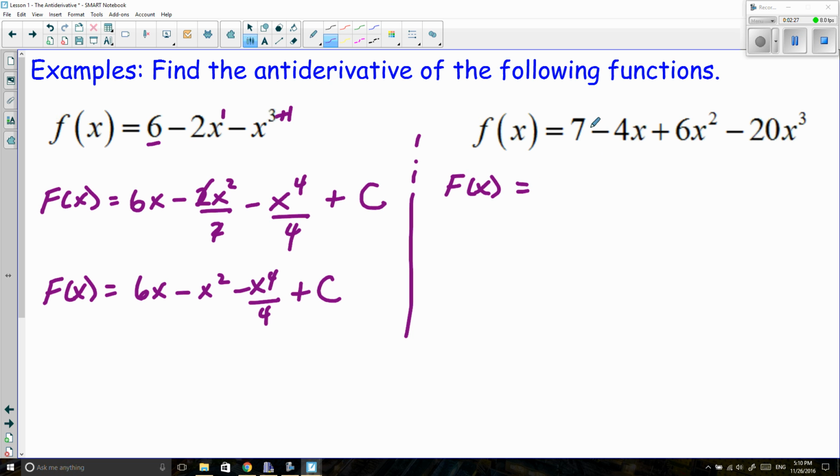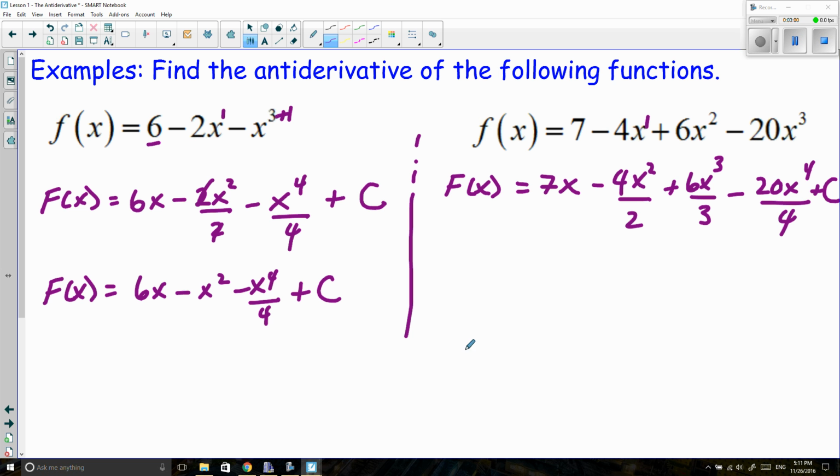So the constants, the coefficients, as you notice, are going to stay exactly the way they are. So 7 still is there, but I'm going to attach an x to it. Then I'm going to subtract. 4 stays the same, and then I'm going to raise the 1, add 1 to it, get 2, and divide by that new exponent, get 4x squared over 2, plus 6x to the power of 3 over 3, and then minus 20x to the power of 4, and then divide by the new exponent, which is 4. So, and then, oh, don't forget, I almost forgot here, add the constant c that could have been there, okay?